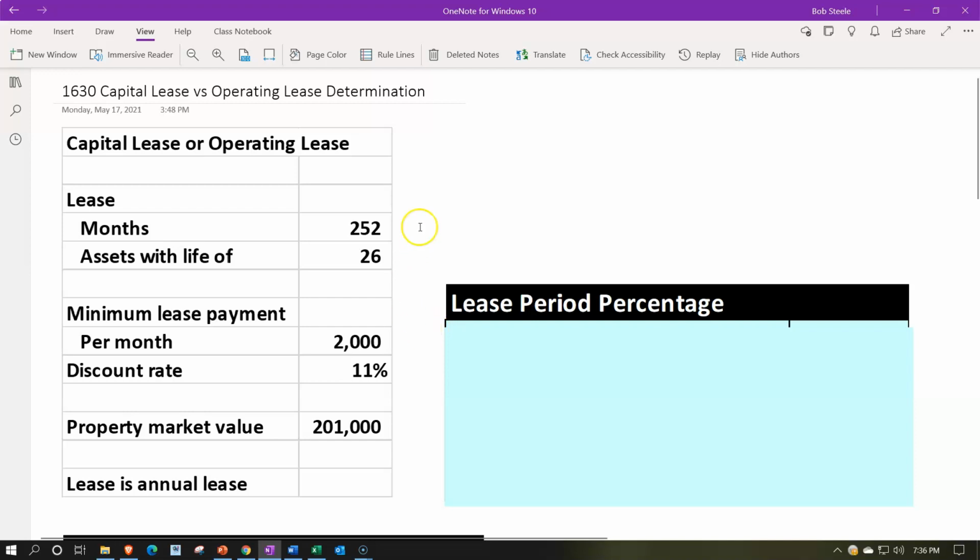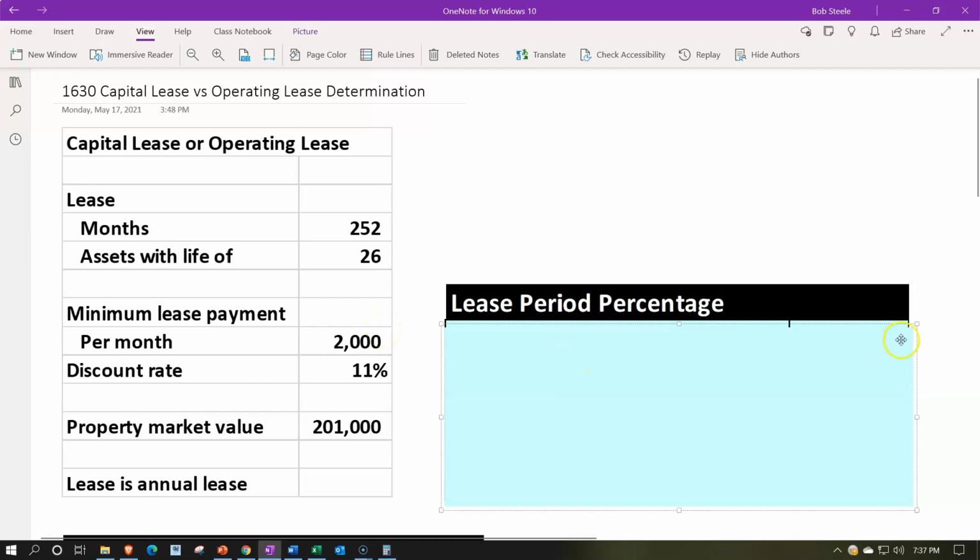So, information. We've got the lease. We're going to assume that we're going to be purchasing a piece of fixed asset that would have a purchase price of $201,000. We're going to lease it, and we're committing to 252 months in the lease. The asset has a life in years of 26 years. The minimum lease payments are going to be $2,000 per month. The discount rate that we're going to use will be 11%.